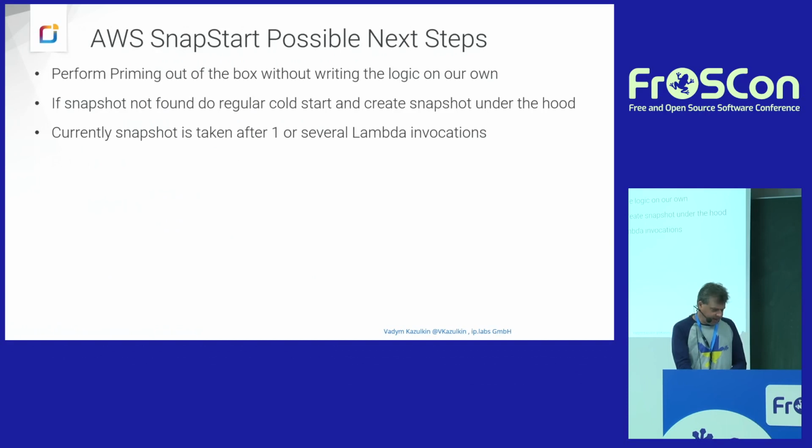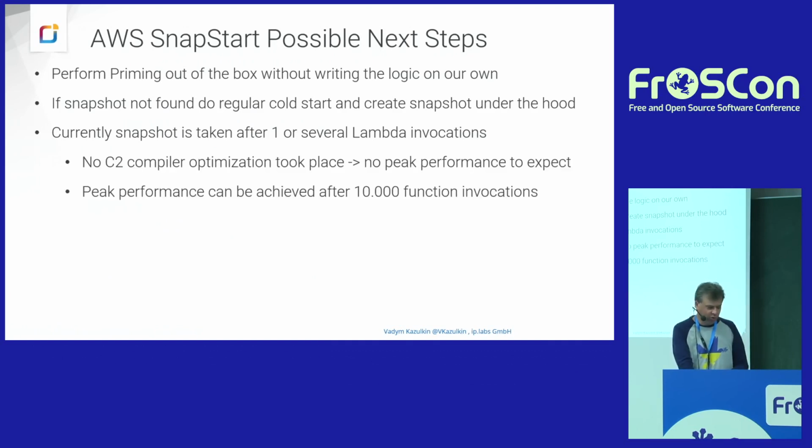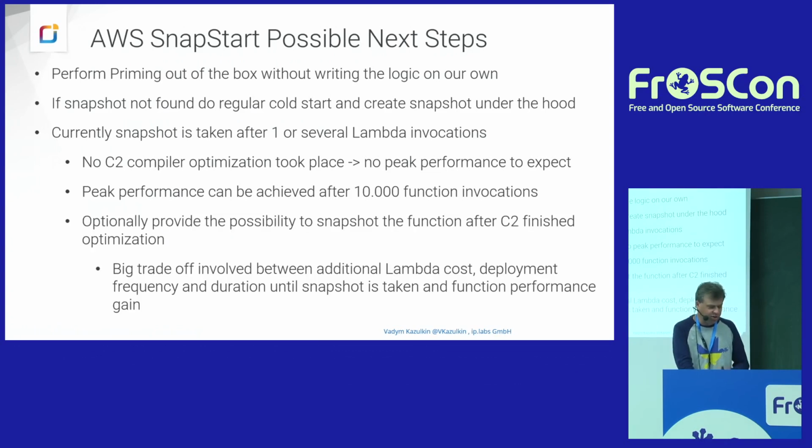Yeah, so the situation now is that the snapshot is taken in the deployment phase, after one Lambda invocation. Of course, no C2 compiler optimization kicks in, so you don't have any benefits of C2. Maybe you need 10,000 invocations. Maybe for somebody who really needs peak performance of the function, there should be the possibility to take the snapshot after the function is invoked 10,000 times during the deployment phase. Then when it's restored you have the peak performance. It should be your decision.